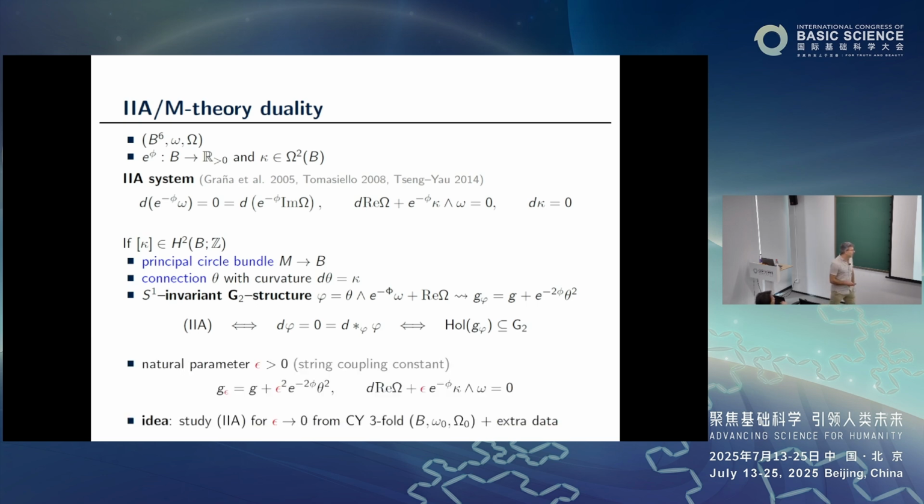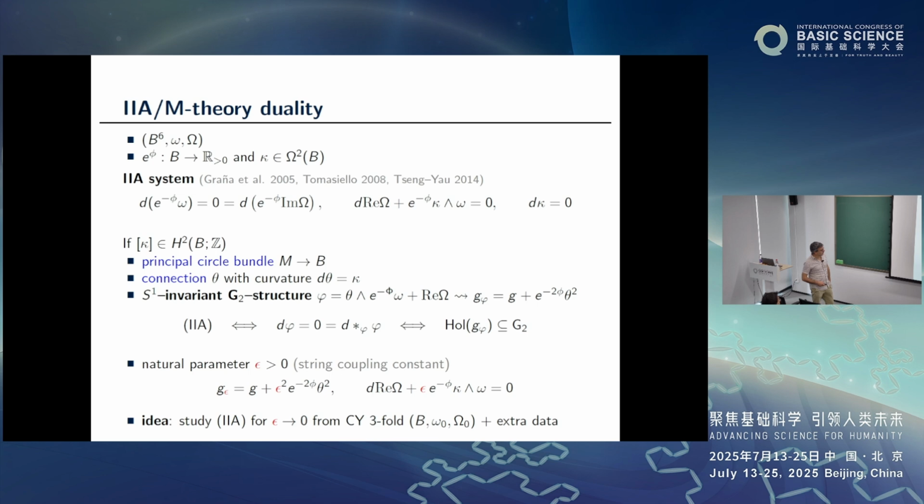All right, and then I guess there's a natural parameter that you can add here, which would be the string coupling constant in 2A, and it's just related to the size of this circle. So I can add that parameter epsilon that's measuring some overall size of the circle fibers.